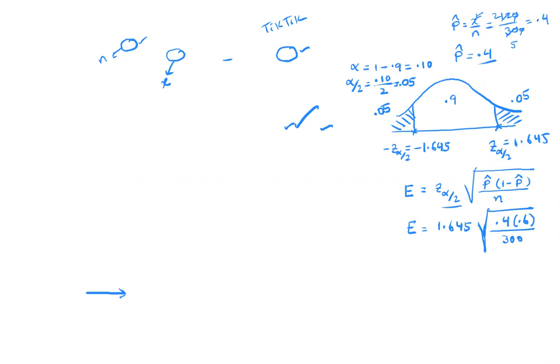Now, if I do this calculation, what do I get? 1 divided by 300, times 0.4 times 0.6, equals this, to the power 0.5, equals this, times 1.645, which is 0.04. That's E, which is equal to 0.0465. That's what the E value is, or the margin of error. Your margin of error is 0.0465.